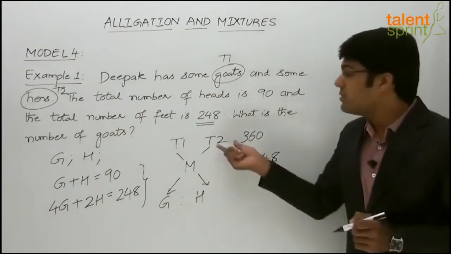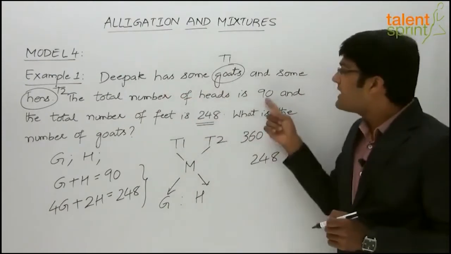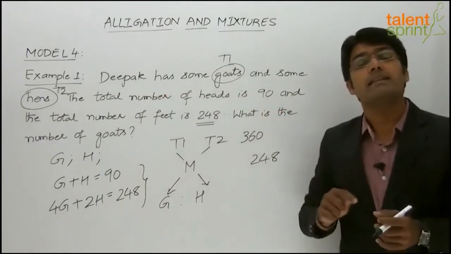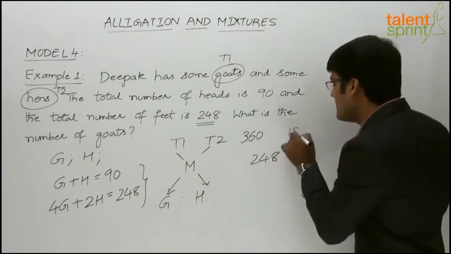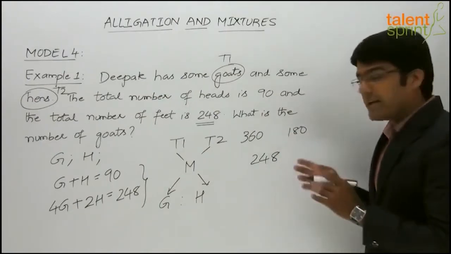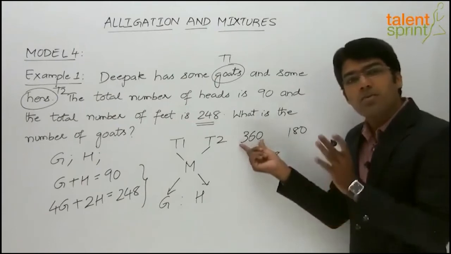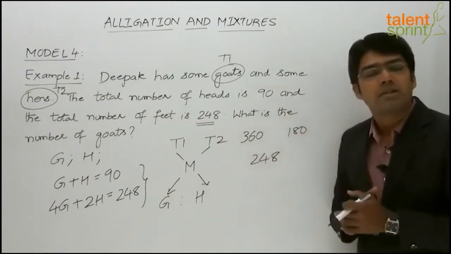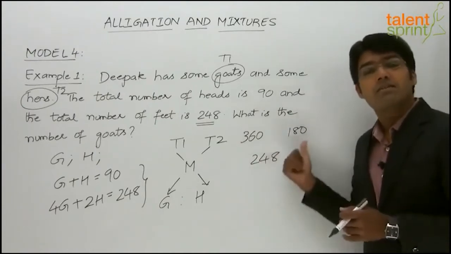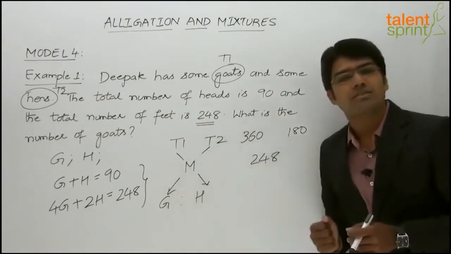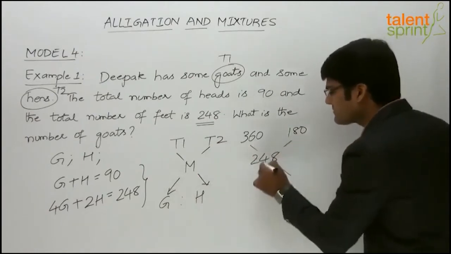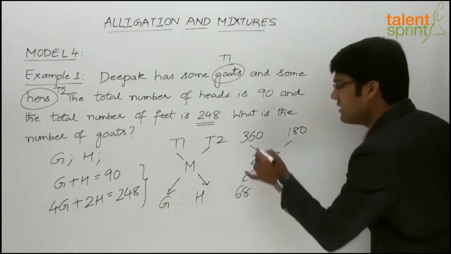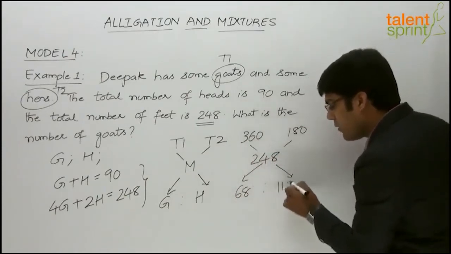What about T2? T2 is with respect to hens. If all the 90 are hens, what will be the total number of feet? Each hen has 2 feet. So 90 into 2 is 180. This will be equal to 180. Now if you really look at it, this is the number of feet for only goats, the number of feet for only hens, and the number of feet of the final mixture of goats and hens. When we take the cross difference of these values, we get the ratio G is to H. So let's take the cross difference. Now 180 difference 248 is 68, is to 360 difference 248 will be 112.